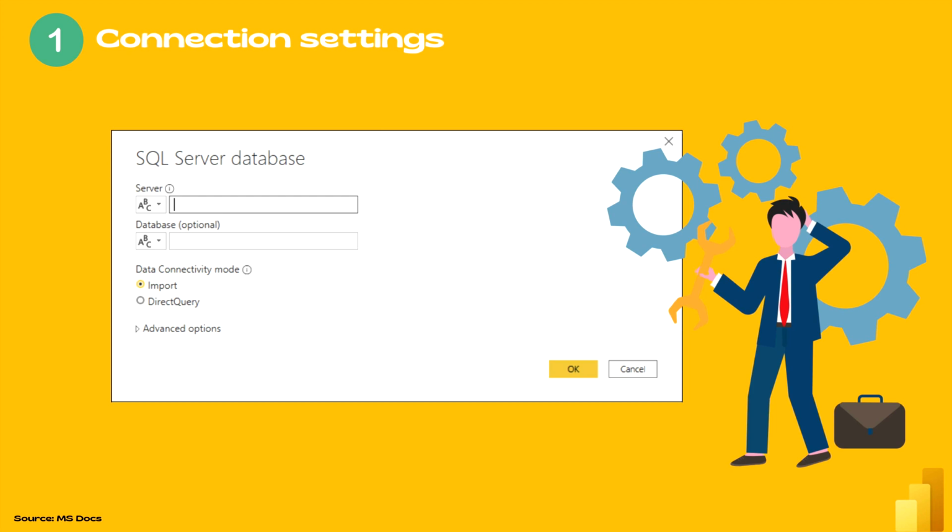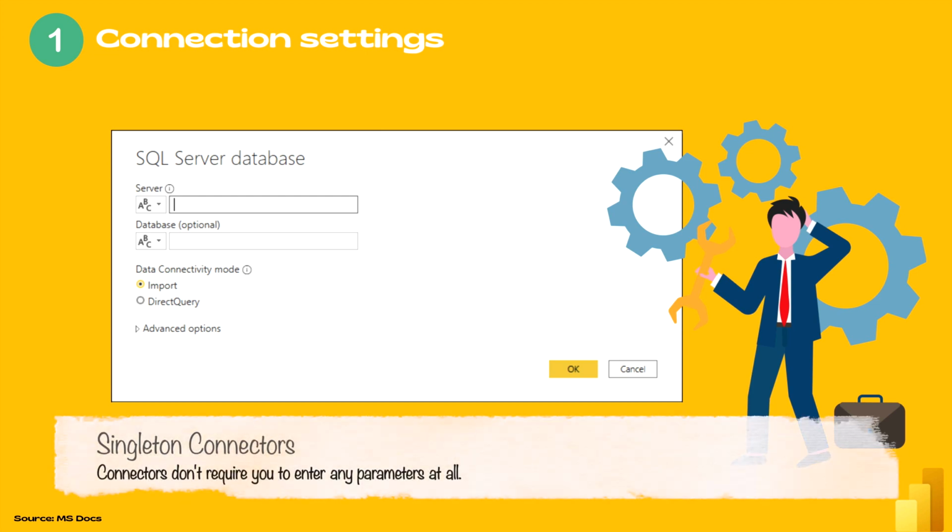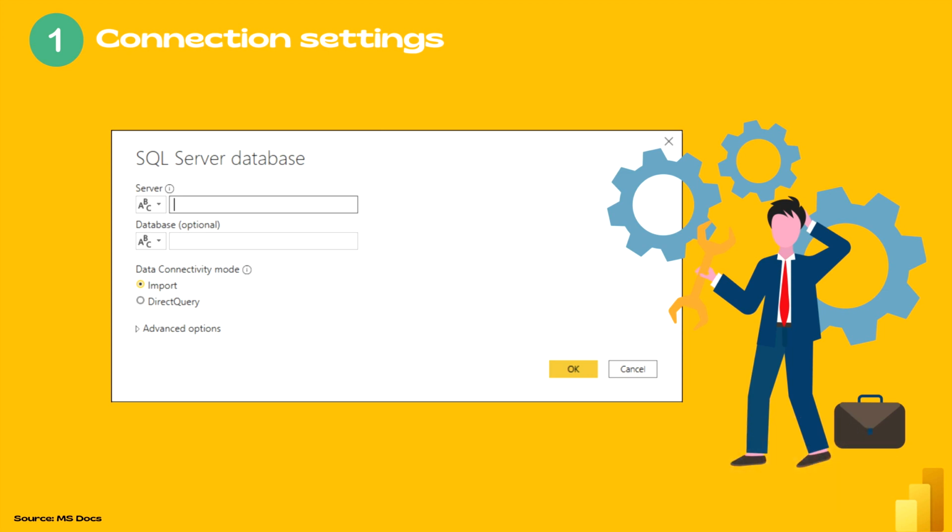The connector parameters are commonly used to establish a connection to a data source. In conjunction with the connector used, they define what's called the data source path. So basically, we need a connection string or a data source path to connect with our data source. You should note that some connectors don't require you to enter any parameters at all. These are called singleton connectors and will only have one data source path available per environment. For example, Adobe Analytics, MailChimp, or Google Analytics.